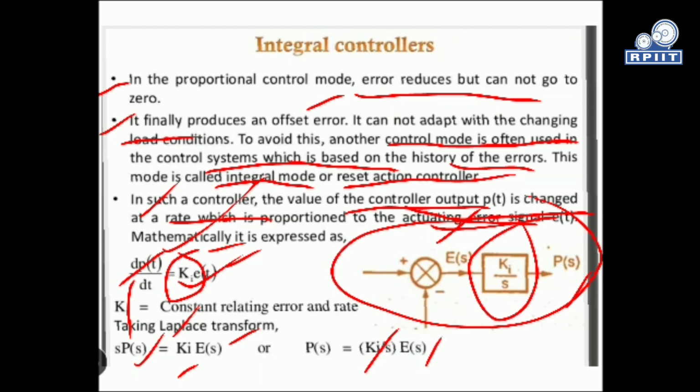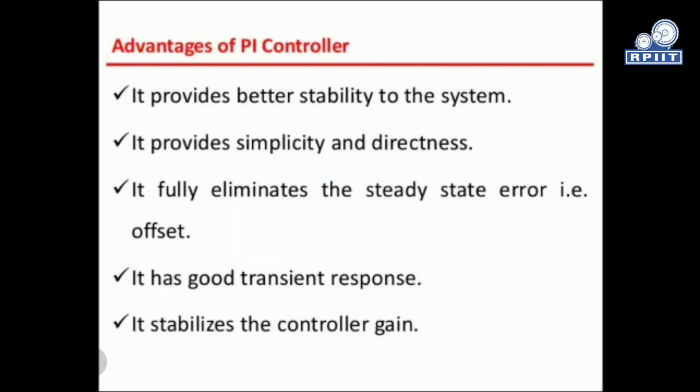Now we'll talk about the advantages of the PI controller. Basically, it provides better stability of the system. In a proportional or derivative controller, we do not get as clearly stable a system. Next is its simplicity and directness; it provides simplicity and directness to our applications. Then it fully eliminates the steady state error. The offset is very small, or we can say the steady state error is completely eliminated.